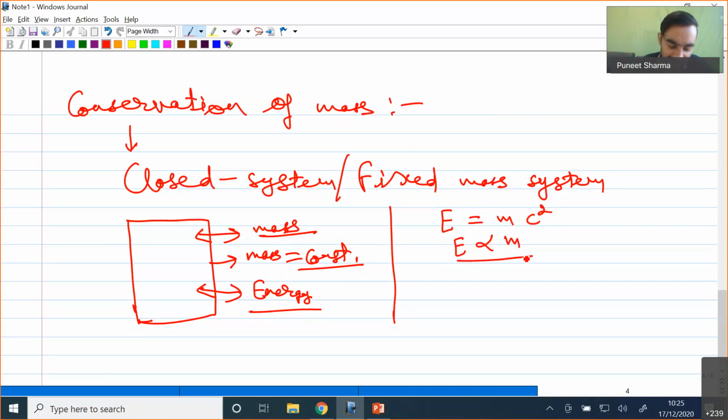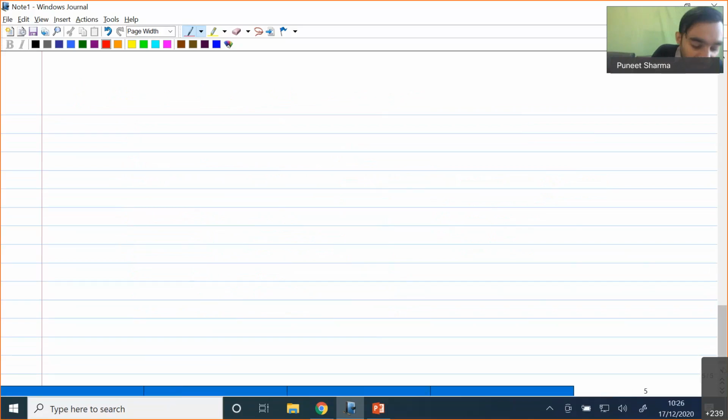But still, while we are talking about our closed system or fixed mass system, we say that though we are having a change of energy, we are having energy interaction, we are not saying that our mass is changing. So why? Let me explain that part with the help of one illustration.